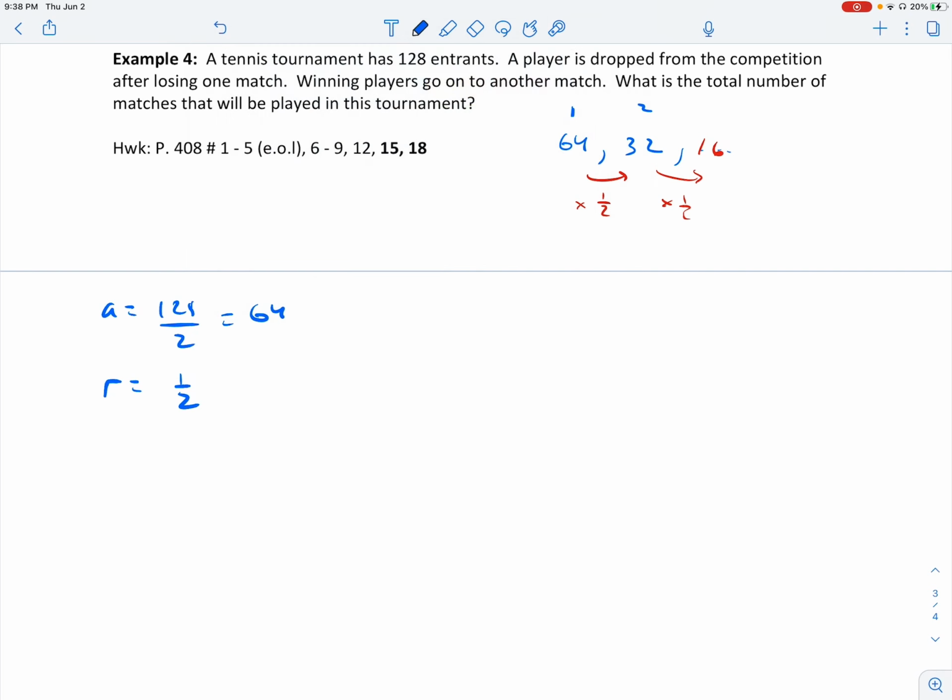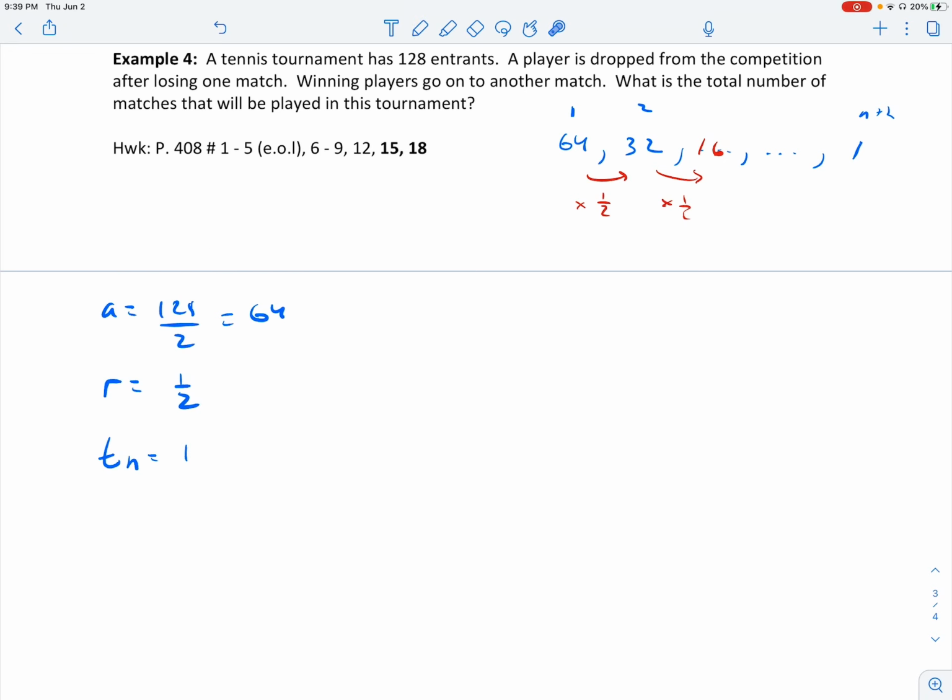And we also know that at the very last term in this sequence, there's only going to be one player left, the winner. So this will be our nth match that will be played. So first round, 64 matches. Second round, 32 matches. Then 16 matches, and it goes all the way down to the last match. There'll be two people left. That'll be the last match. So our last term in this sequence is going to be 1. So this is our given information.